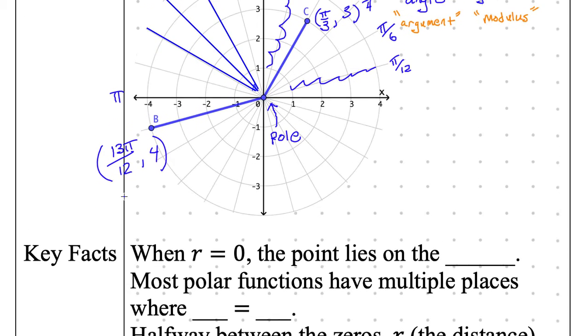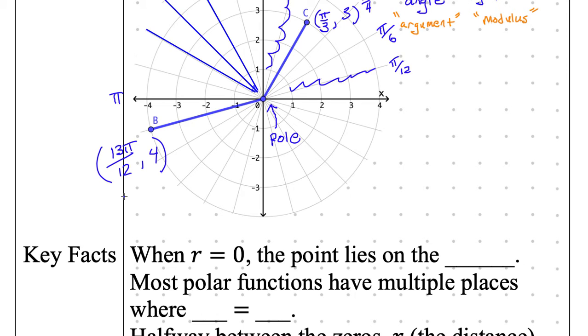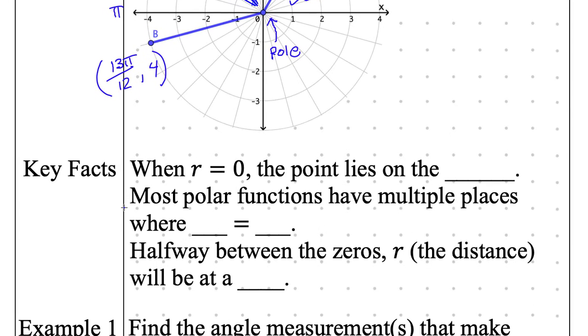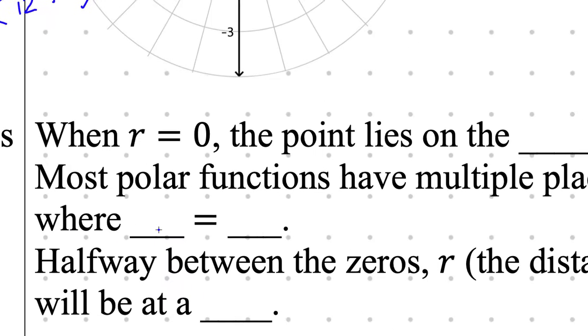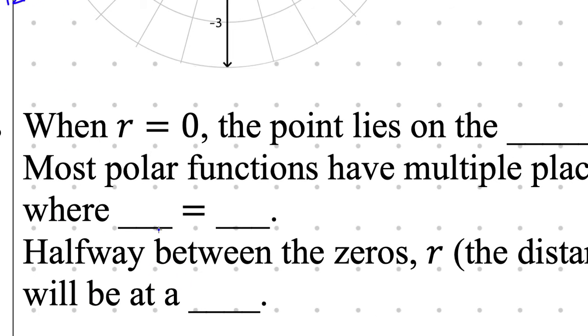All right, so here are some key facts. They're not going to help you too much on the homework, but they will help you in the future. So I'm kind of preloading you guys for later. So whenever the radius is equal to 0, the point is on the, what's that word that you just learned? The pole. Thank you. It is the pole.